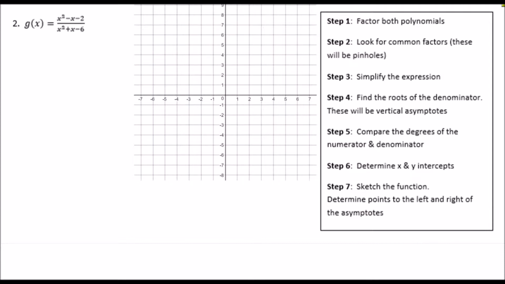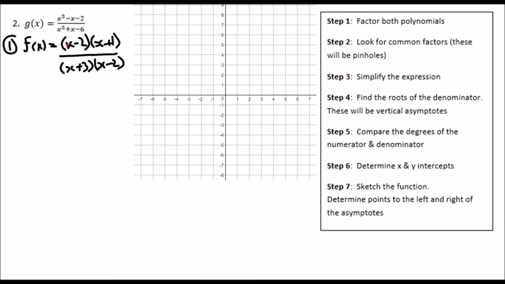So again, step 1: in my function, I've got a quadratic over a quadratic. First thing I'm going to do is I'm always going to factor. So here, nice simple trinomials, f of x equals (x minus 2)(x plus 1) in the numerator, and in the denominator I'm going to have (x plus 3)(x minus 2). So there we go. I've got my two factored functions.